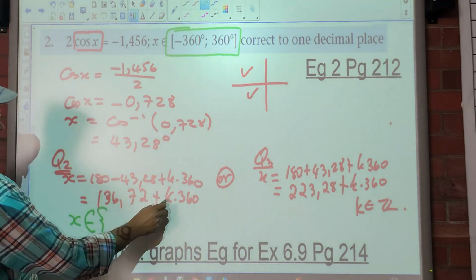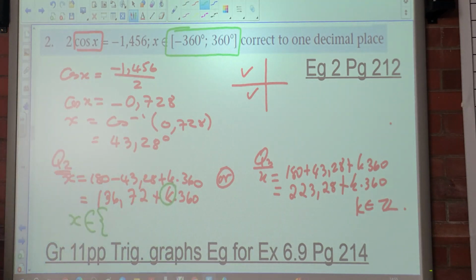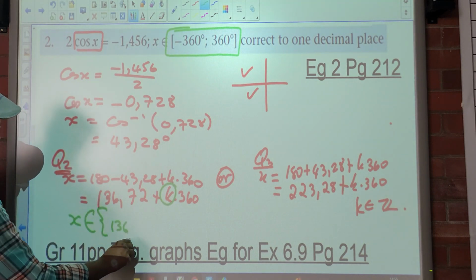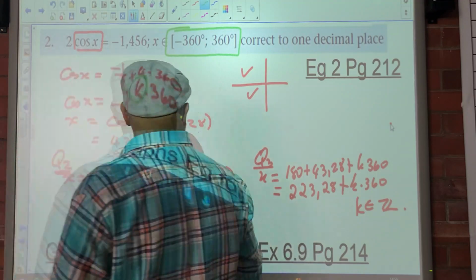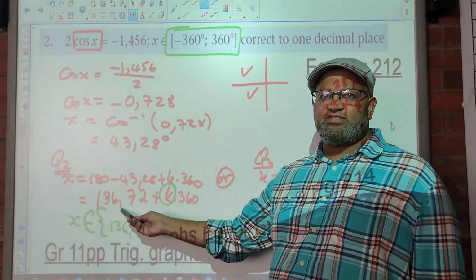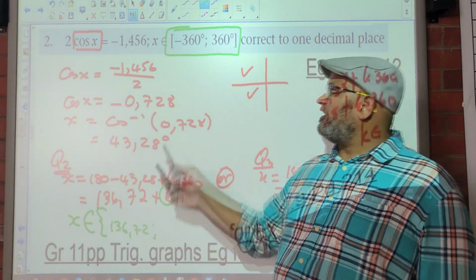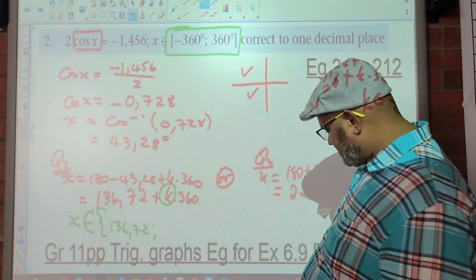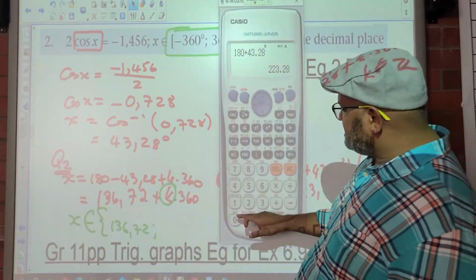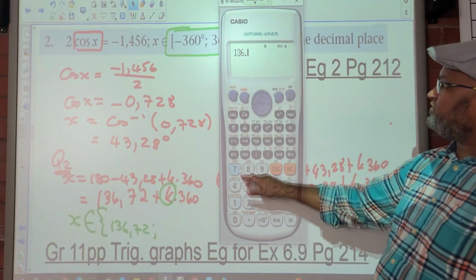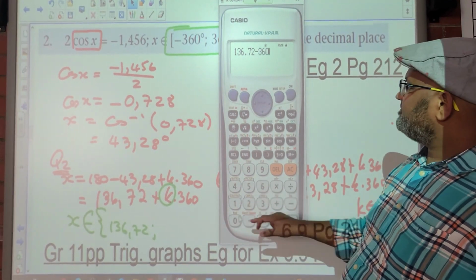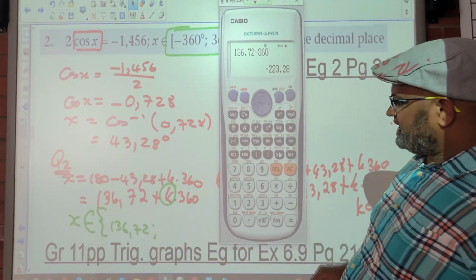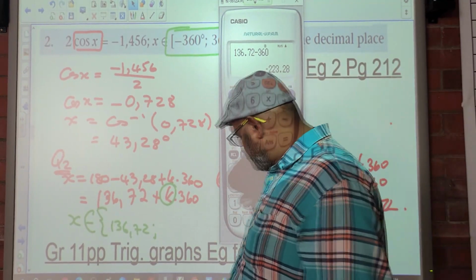And wherever we see a k, we'll start at that point where k is equal to 0. So put 0 in here, it's going to be 136,72. What is within that given domain? We're going to add 360 to this. It will be over 360 degrees. So we check on the other side, so it's 136,72 minus 360, so negative 223,28.